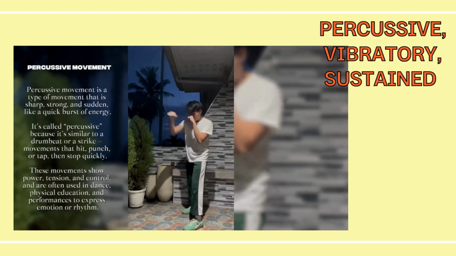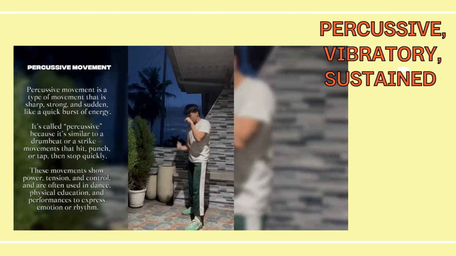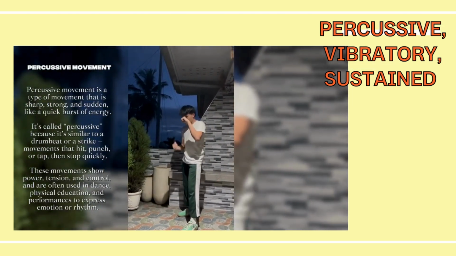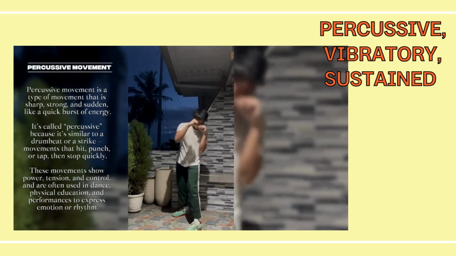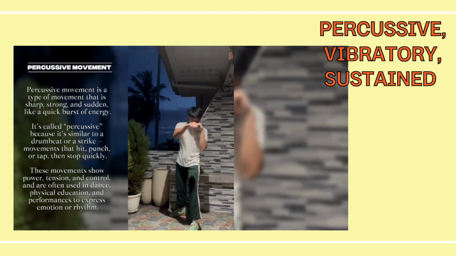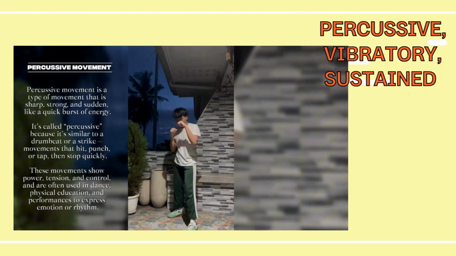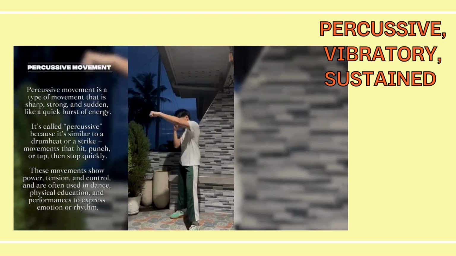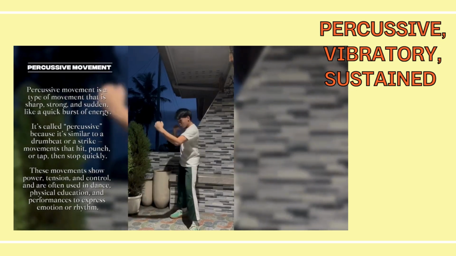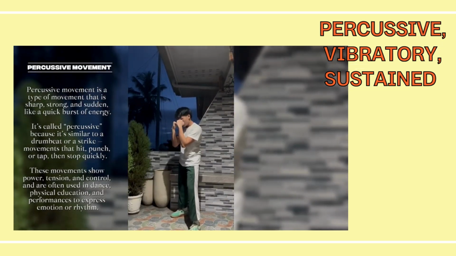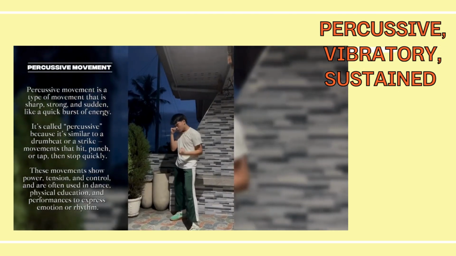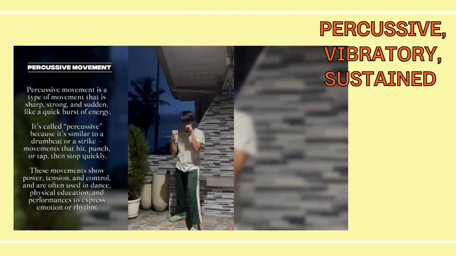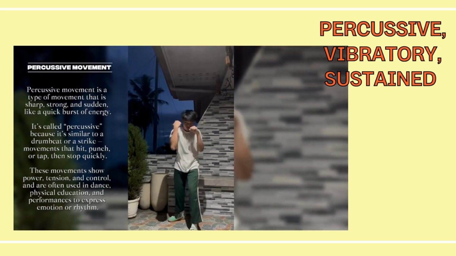Percussive movement is a type of movement that is sharp, strong, and sudden, like a quick burst of energy. It's called percussive because it's similar to a drum beat or a strike, movements that hit, punch, or tap, then stop quickly. These movements show power, tension, and control, and are often used in dance, physical education, and performances to express emotions or rhythm.